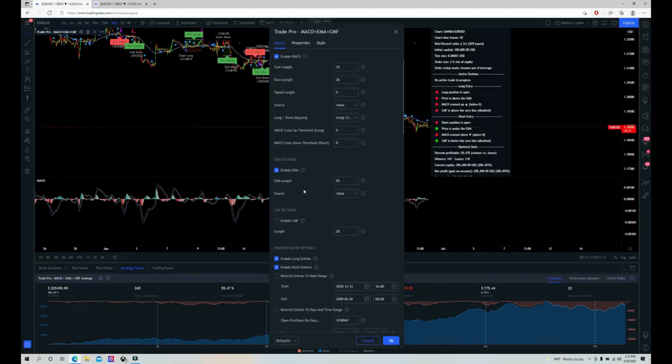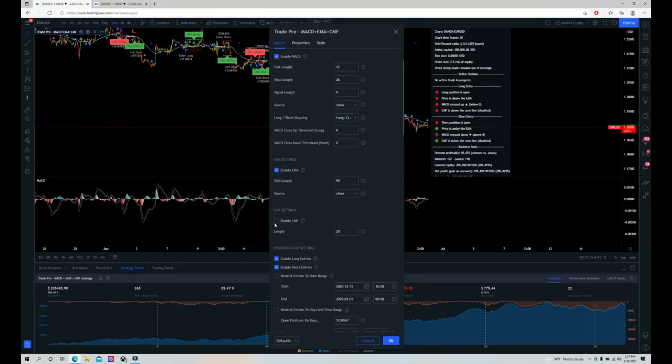Another thing is you can enable the CMF, which is the Chaikin money flow, as an additional filter. This is to be used in combination with the alternative method for taking positions with the MACD.